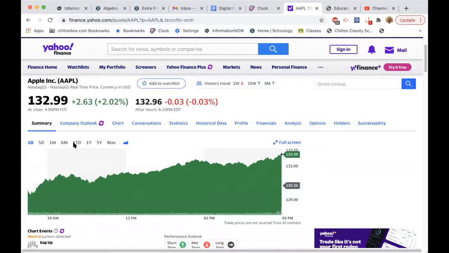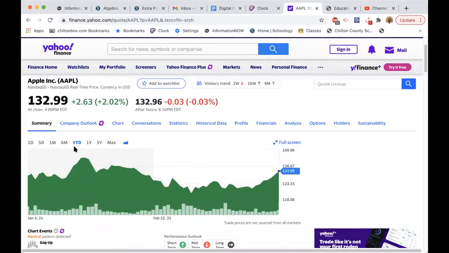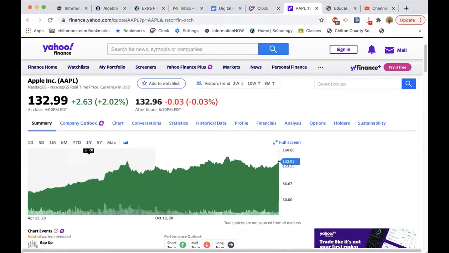Now, if we extend this out, here's year to date, almost a 0 slope year to date. Let's look at 1 year. Definitely a positive slope 1 year. We go from about $70 up to $133. That's a pretty big rise over run.